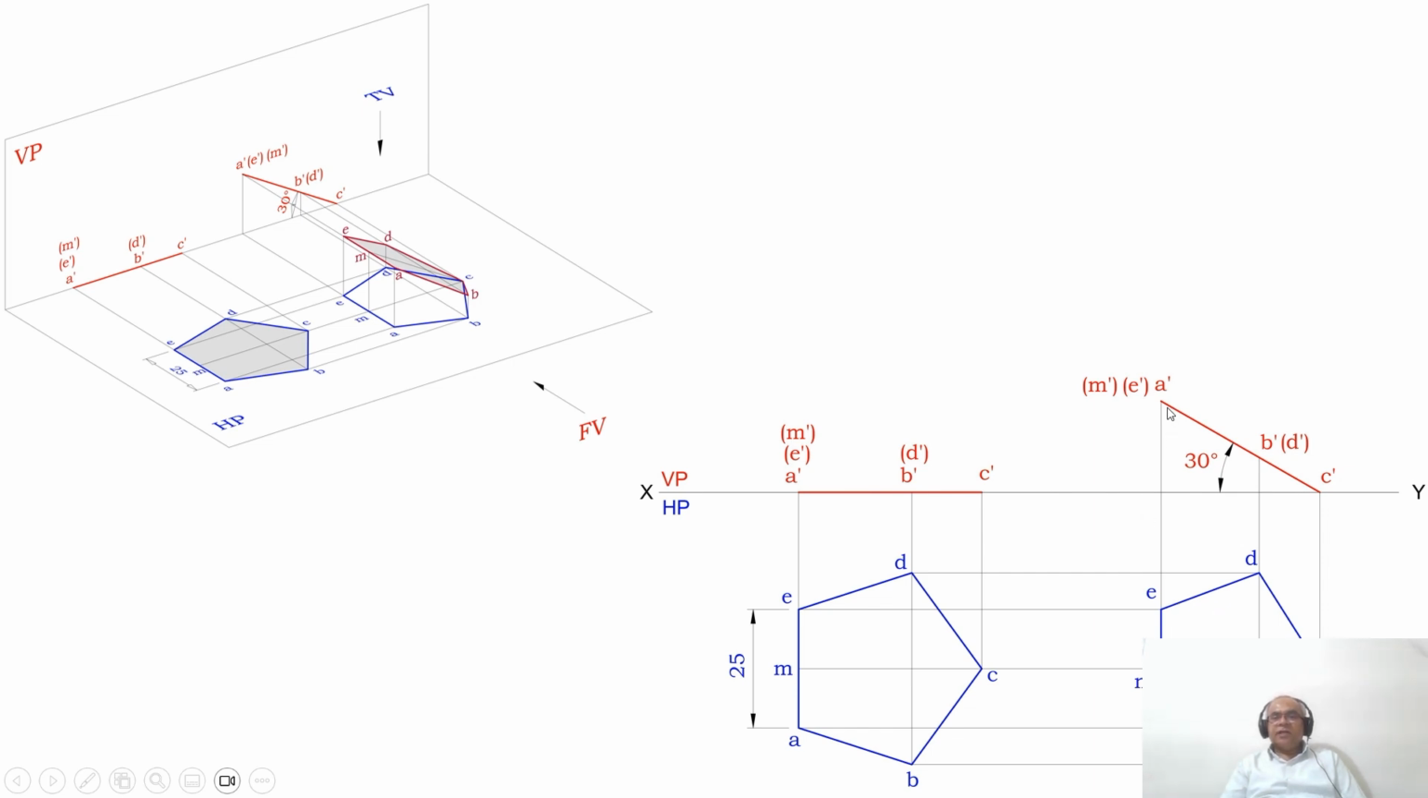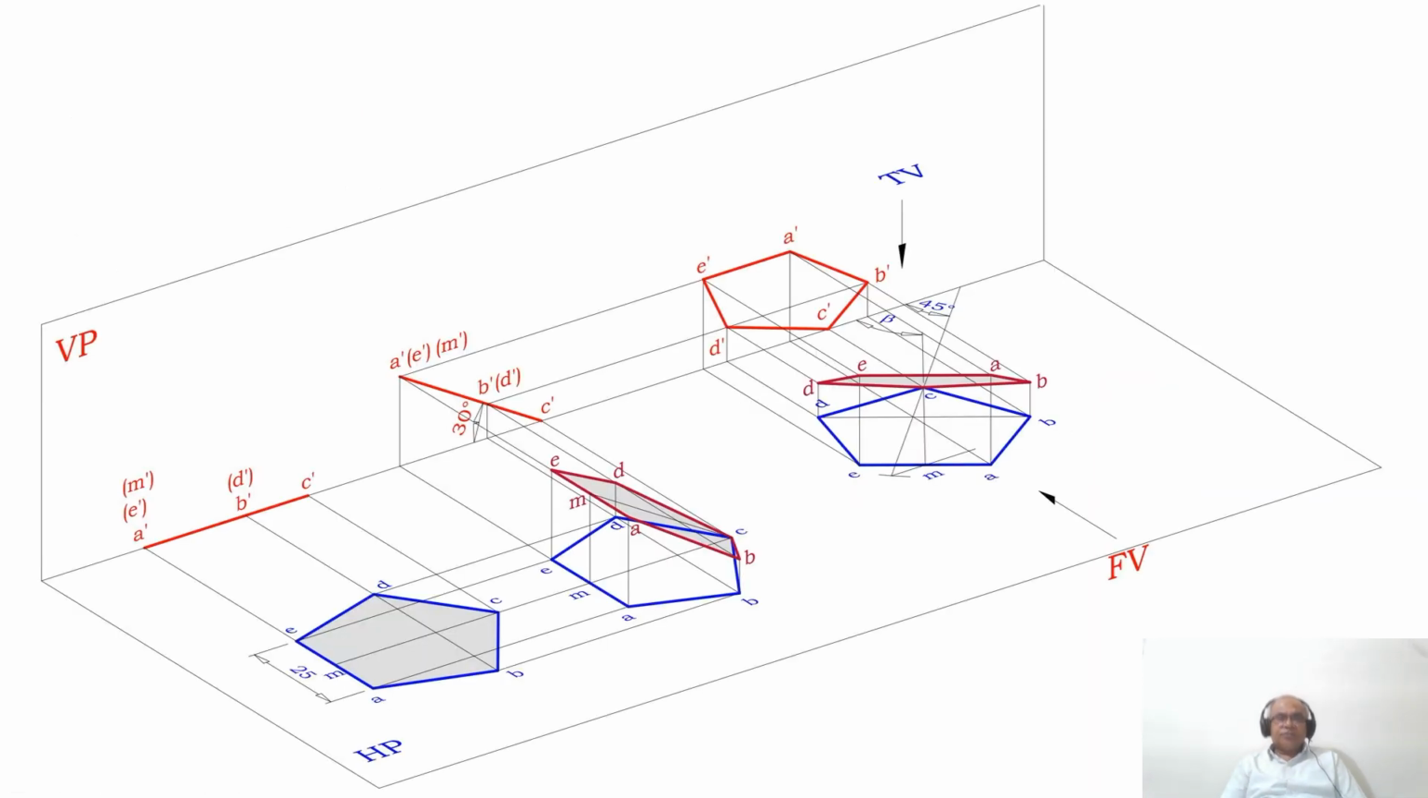Here in the second position, A dash E dash is parallel to HP, so you are getting the true length, and all other sides are inclined to HP, therefore all other sides will not be in true length. And now this is how you will be able to write the second position. Now we will go to the third position.